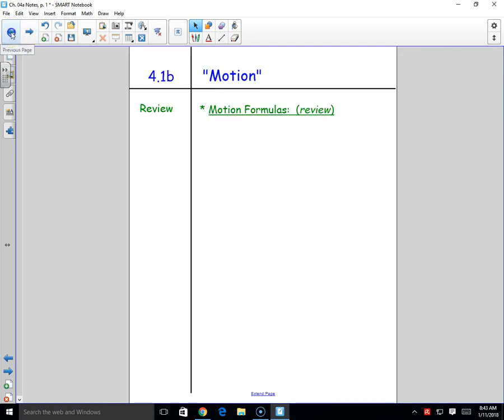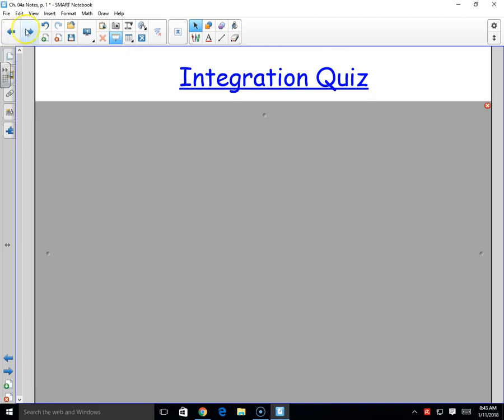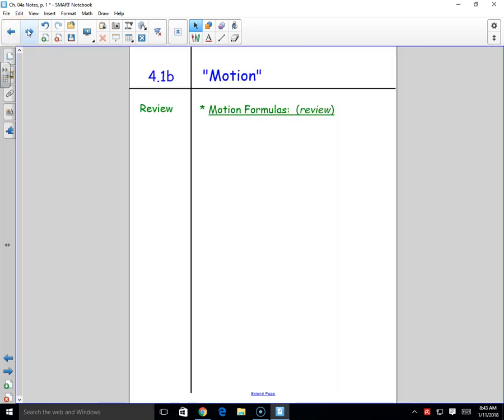Hey kiddos, what do you see on the front screen right now? Integration quiz. Okay, tomorrow, beginning of class, will be a little baby integration quiz.